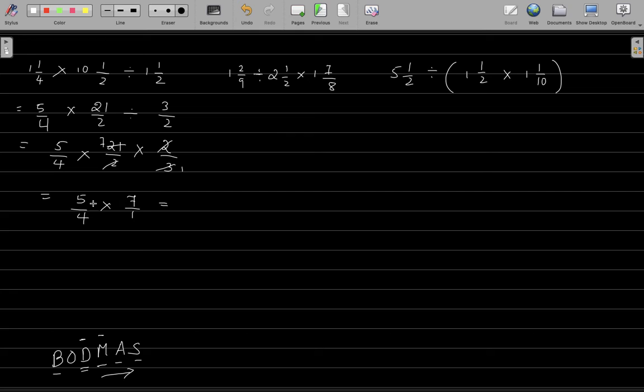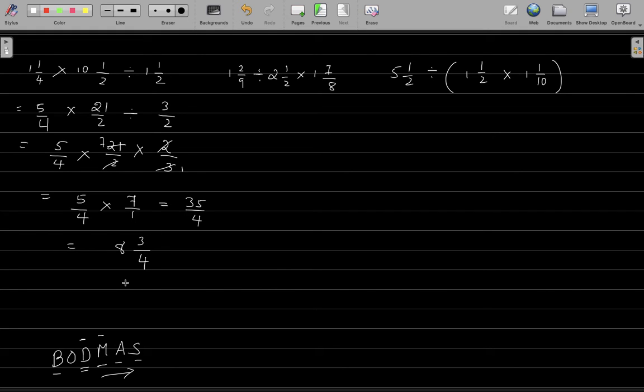And you can simplify this. 5 times 7 is 35 by 4 by 1 is 4. Or you can write it in terms of a mixed fraction. 35 by 4 will give you 8 3 by 4. 8 times 4 is 32. 32 plus 3 gives you 35. So this is 35 by 4, which is 8 3 by 4.